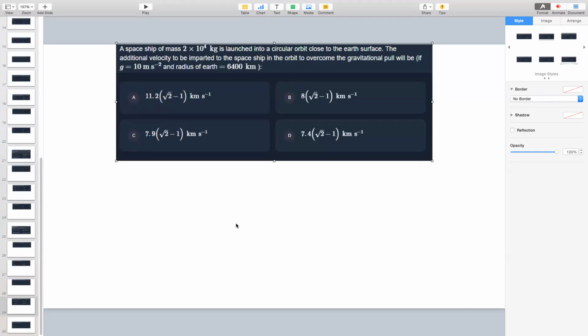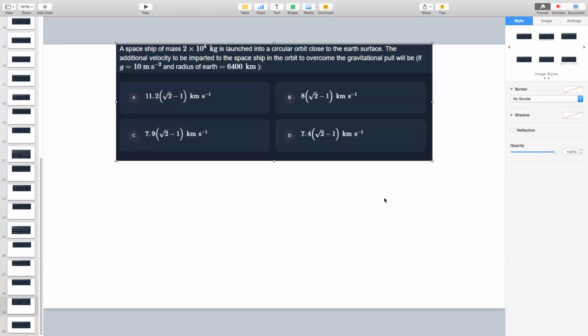A spaceship of mass 2 into 10 power 4 kg is launched into a circular orbit close to the Earth's surface. The additional velocity to be imparted to the spaceship in the orbit to overcome gravitational pull will be? The radius of the Earth is given as 6,400 kilometers and the value of g is given as 10 meters per second square.